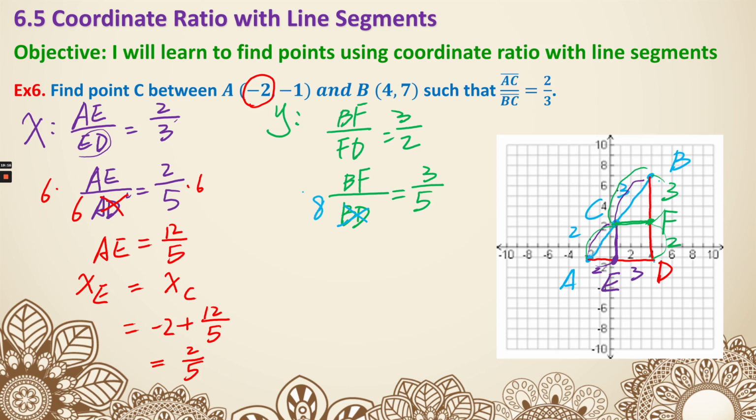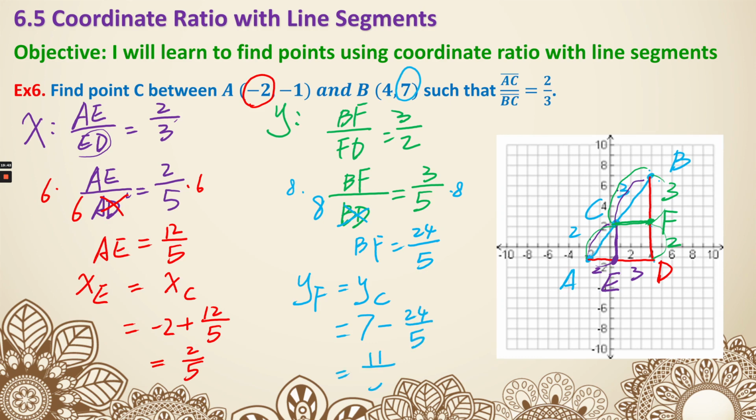Now I can multiply both sides by 8. BF is 24 over 5. And the reason I use point F is because it has the same y coordinate as C, which is below point B. So I'm going to use the y coordinate for point B, which is 7. Since it's below, I'm going to subtract 24 over 5. That is going to simplify to be 11 over 5.